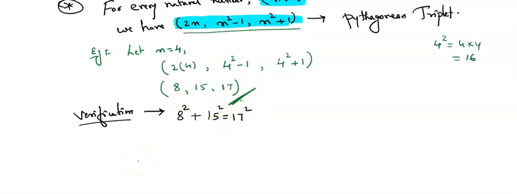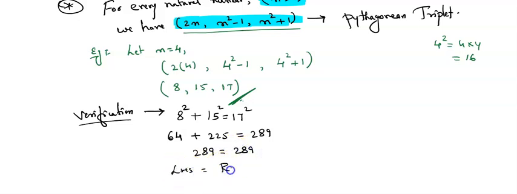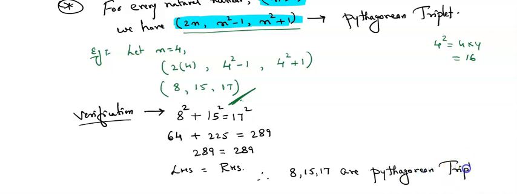Now you can calculate. What will be the answer? Quick, I want the answer. What is 8 square? 8 square is 64. 15 square, 15 into 15, is 225, is equals to 17 square. What is 17 into 17? 289. Now can you add 64 plus 225? It is 289 is equals to 289. Now we can say that LHS is equals to RHS. Therefore 8, 15, 17 are Pythagorean triplets. Like this we are supposed to identify.